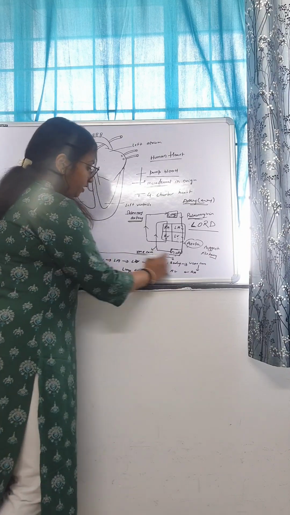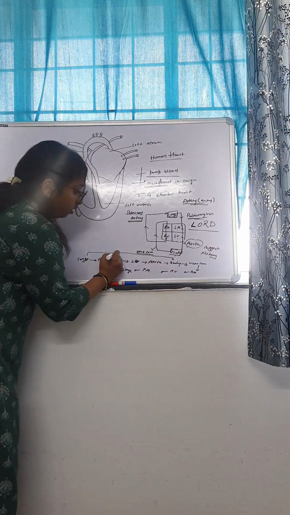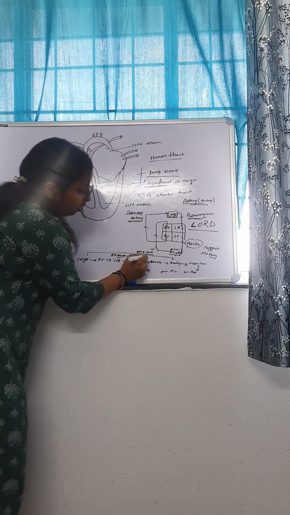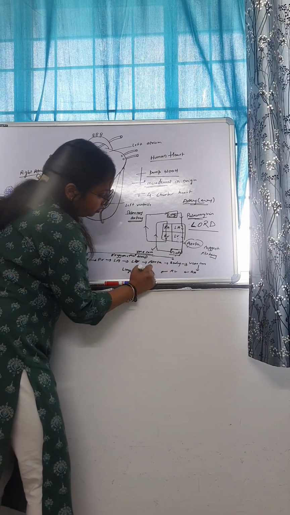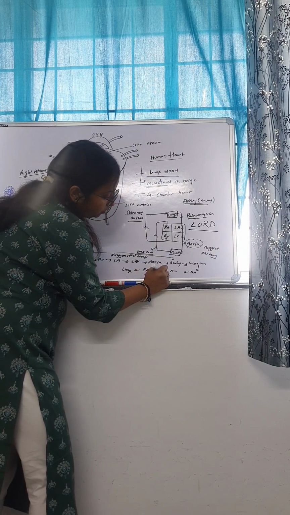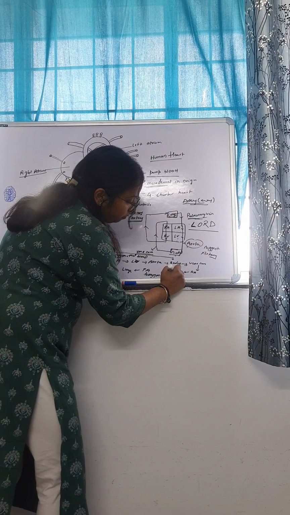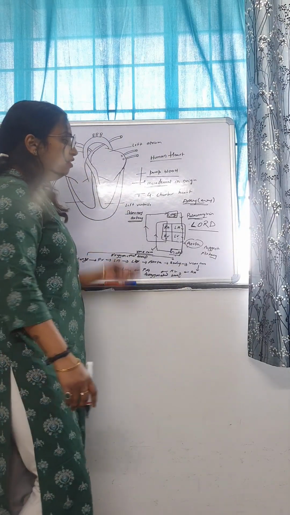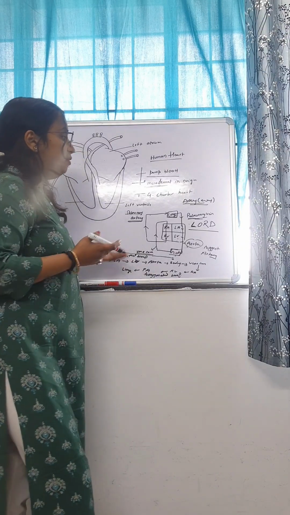From there, this is oxygenated blood, and here it is, sorry, there's little space here, deoxygenated blood. Correct? So this is the easy flow diagram to remember all these things.